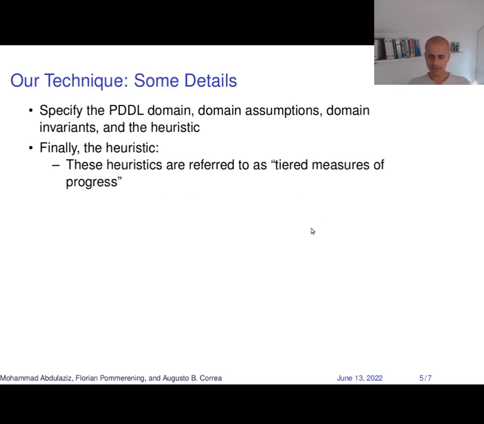These kinds of heuristics are known as tiered measures of progress, and these are the only ones that we consider in our work.